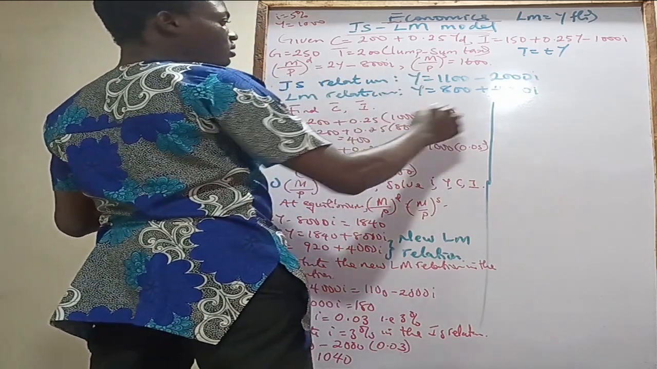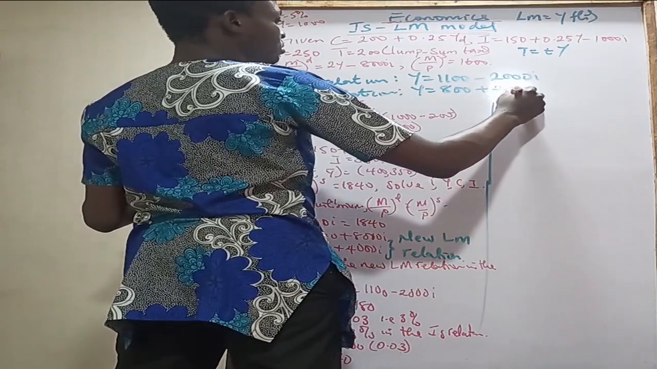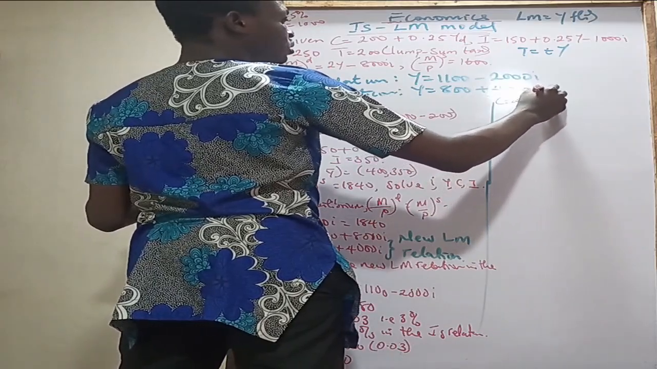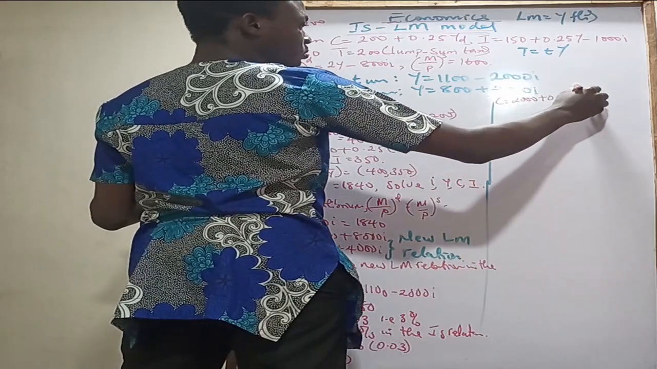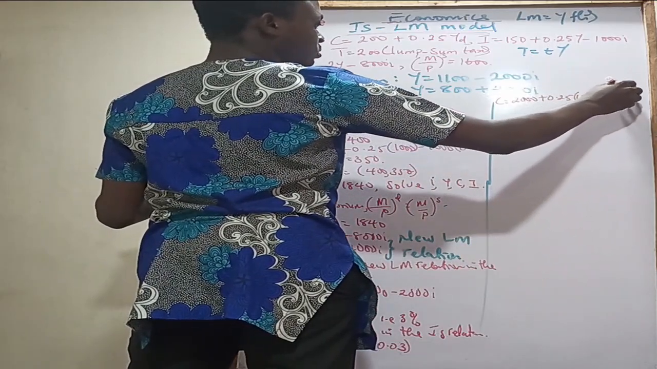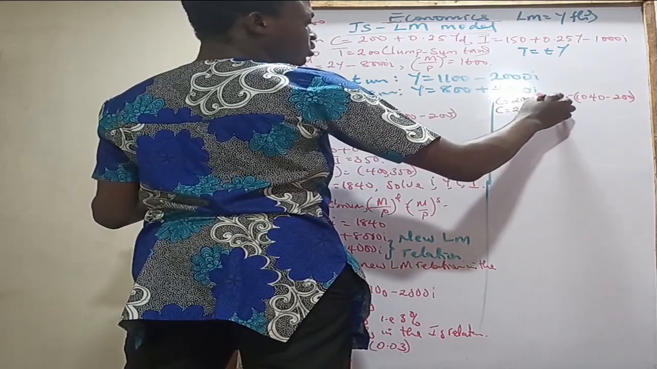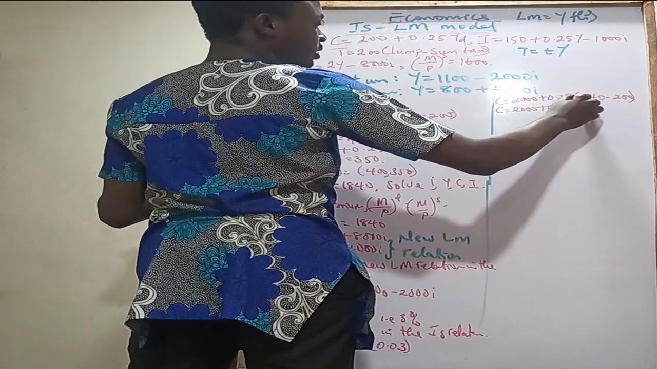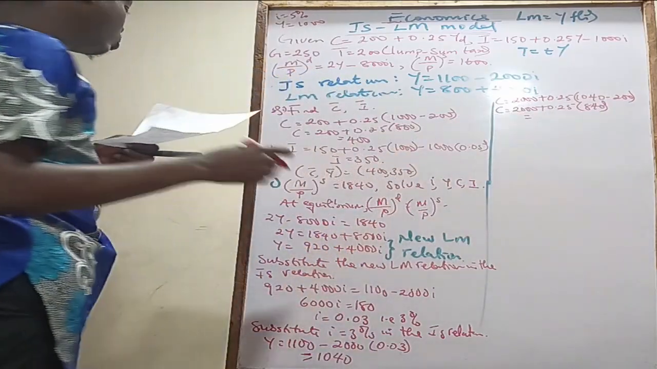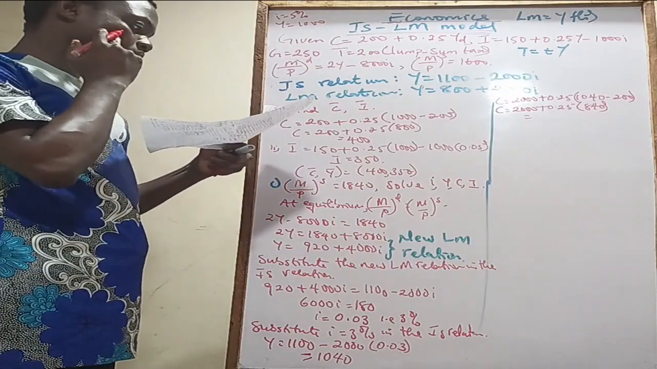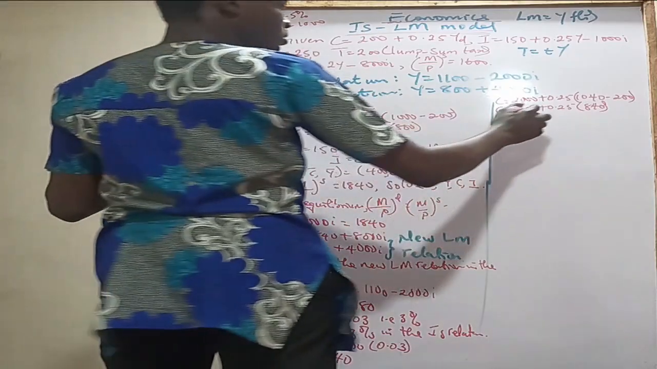So to get our C, C will be equal to 2,000 plus 0.25 into brackets Y, 1,040 minus 200. C equals 2,000 plus 0.25 into brackets 840. Then C rises to 410.